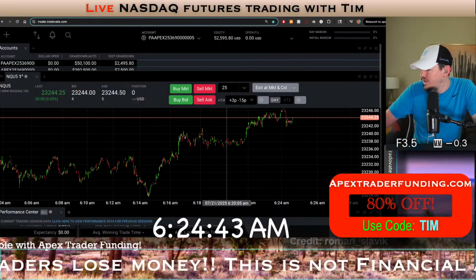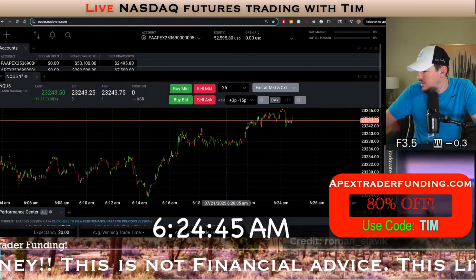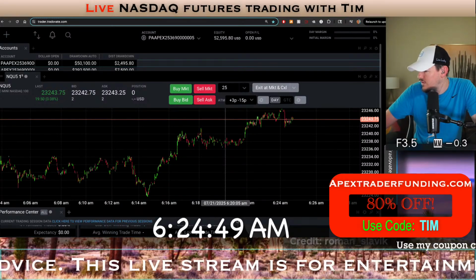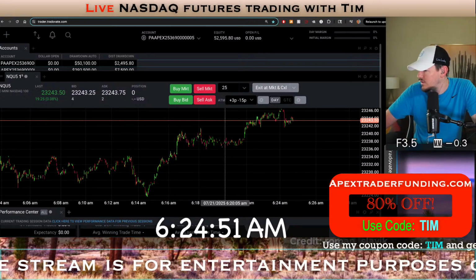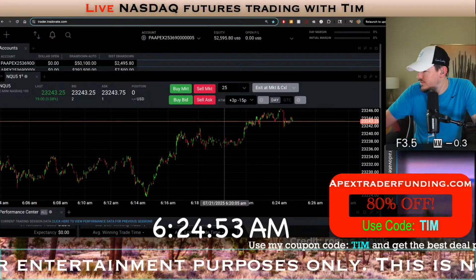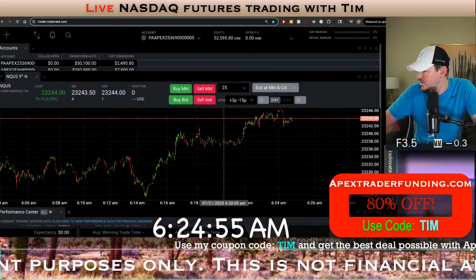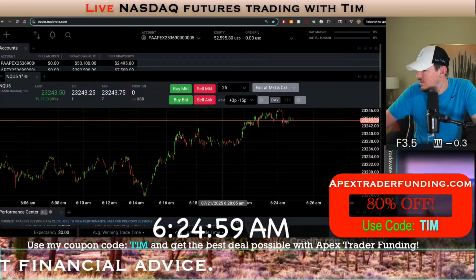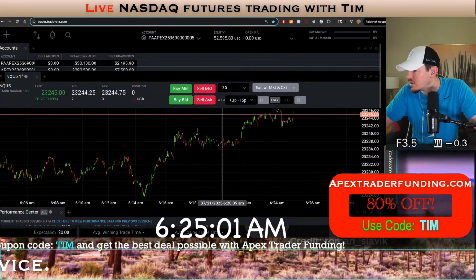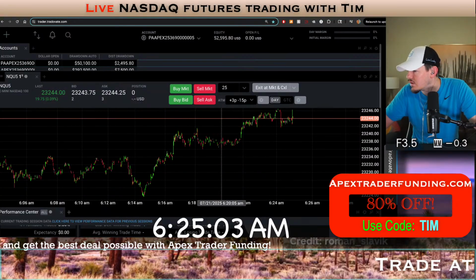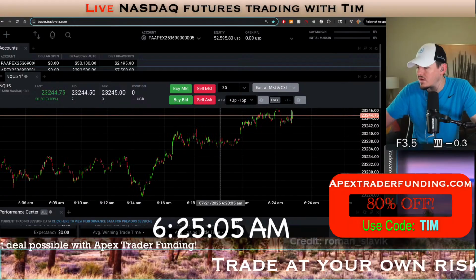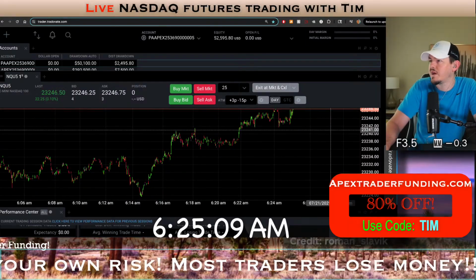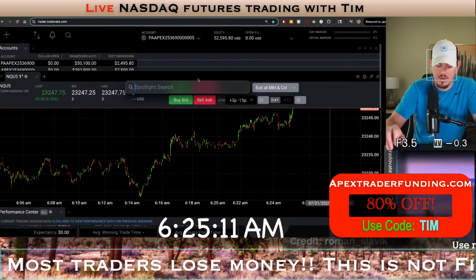So yeah, if you have a 50K account and you want to just pass it in one trade, you do all 10 contracts and you just look for 15 points. I believe that math lines up. Do the math, trade at your own risk.